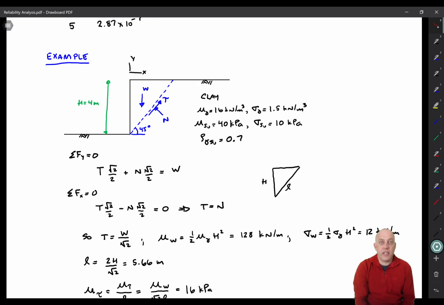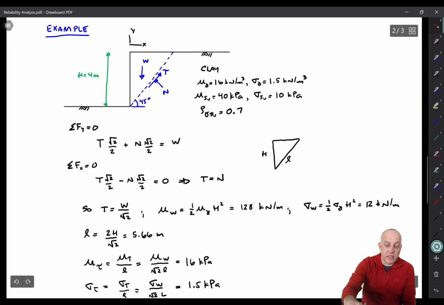Well, if you multiply a normally distributed random variable by a constant, you get a normally distributed random variable that's just scaled by that amount, right? So the mean value of the weight is 1/2 times the mean value of the unit weight times h squared. And similarly, the standard deviation scales by the same constant as well. So you had a distribution for unit weight, now you have a distribution for weight. The units are different on those things, but we know how to calculate the mean and standard deviation, and it remains normally distributed.